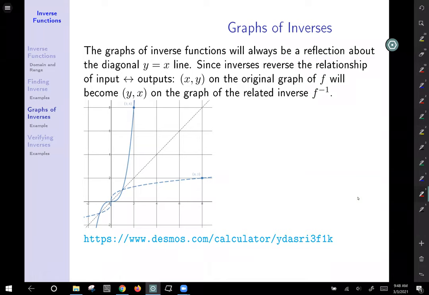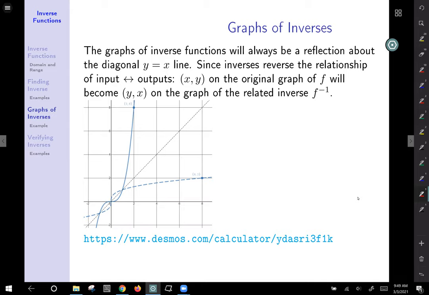All right, now we're going to talk about domain or graphs of inverses. And yeah, sure enough, it's going to involve domains and ranges. So the graph of an inverse function will always be a reflection about the diagonal y equals x line, because on either side of the y equals x line, the x and the y inputs switch places.